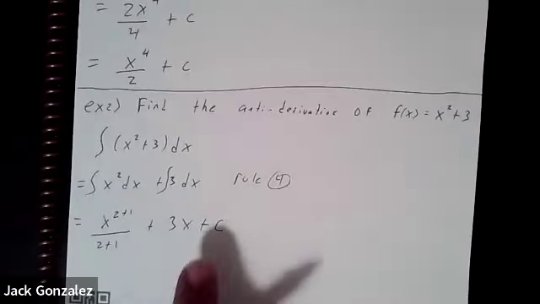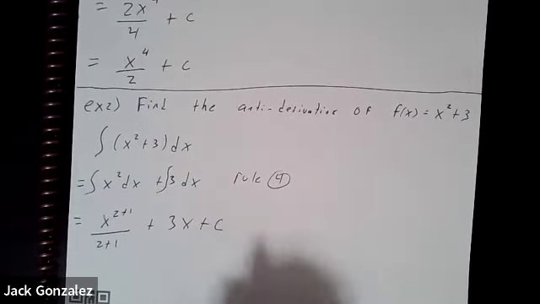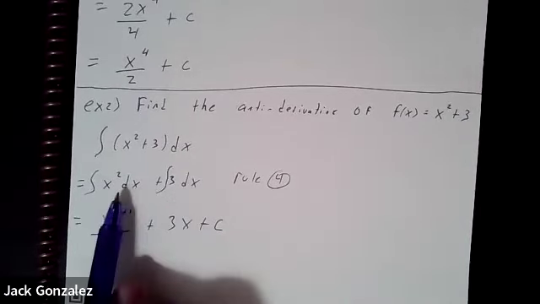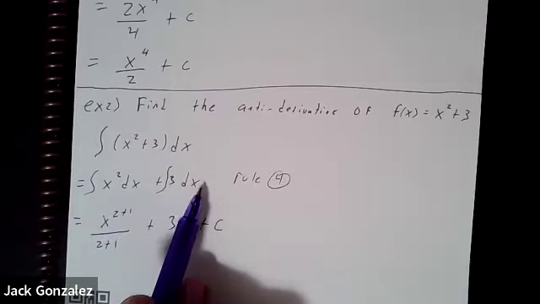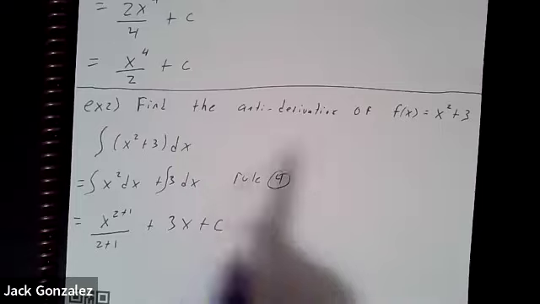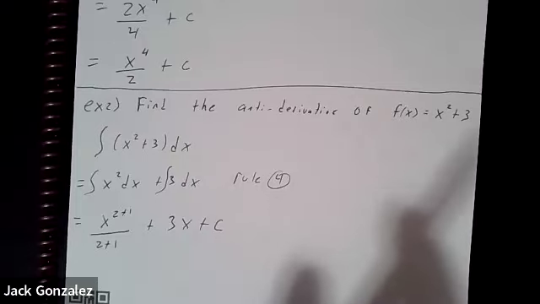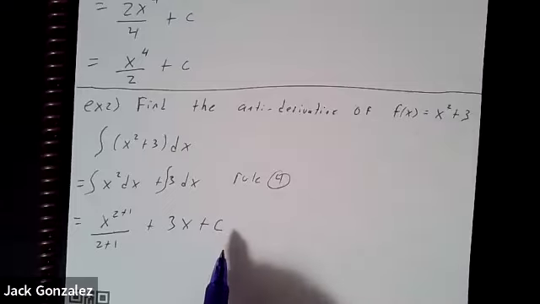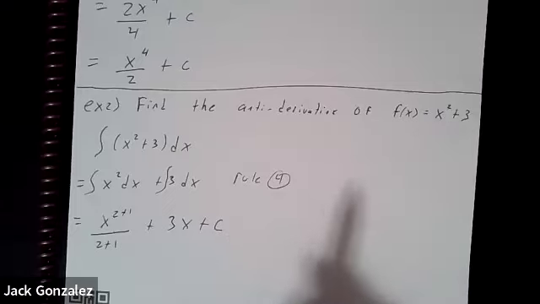It's okay to add the c at the very end. Technically, both of them get their own c, but when you add two c's together, you can just rename it c because c is just some constant. It doesn't really matter. Does that make sense? Because we can't solve it unless you have initial conditions.